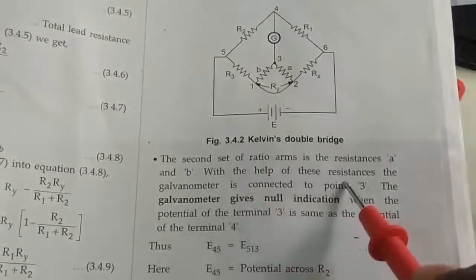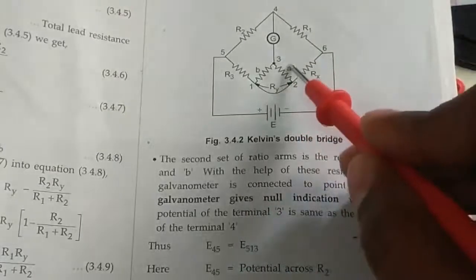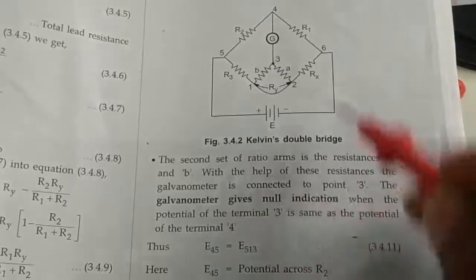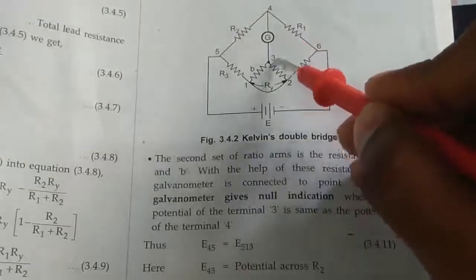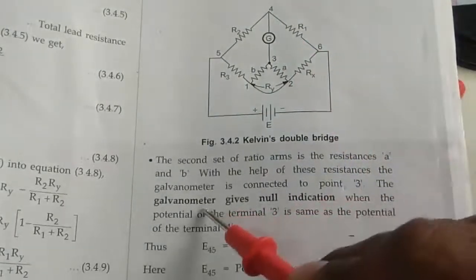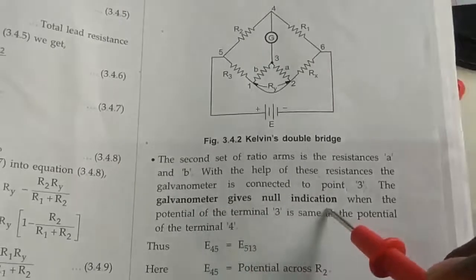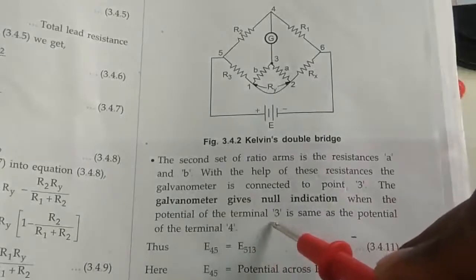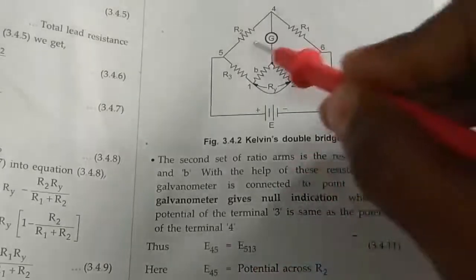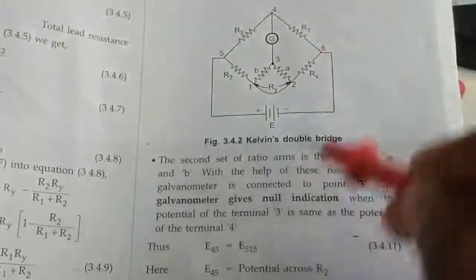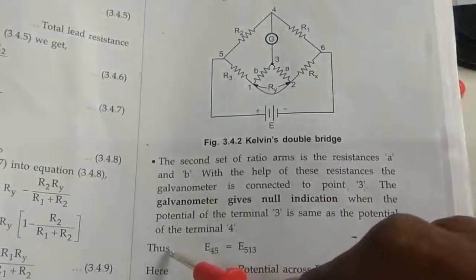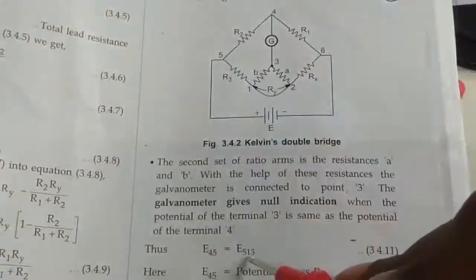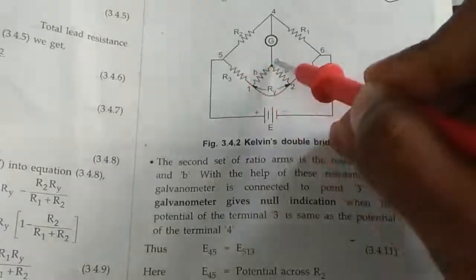With the help of resistances A and B, the galvanometer is connected to point 3. This is the galvanometer connected to point 3. The galvanometer gives the null indication when the potential of terminal 3 is the same as the potential of terminal 4. Therefore, E45 is equal to E513.